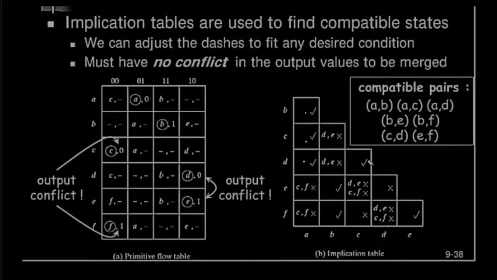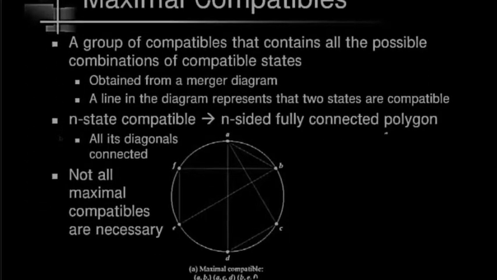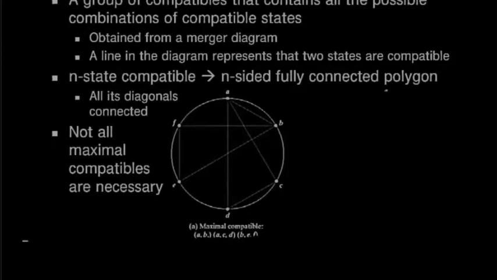From the implication table, I get all the compatible pairs AB, AC, AD, BE, BF, CD, and EF. Next, to obtain larger sets of compatible states, we have to find the maximal compatibles using the merger diagram. I mark all the states on the circumference of the circle and connect all the compatible pairs.